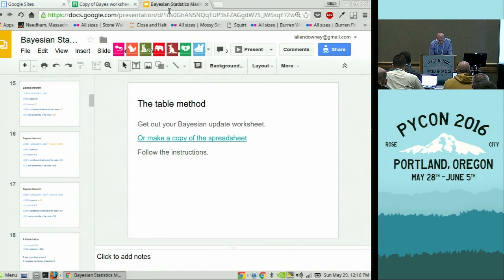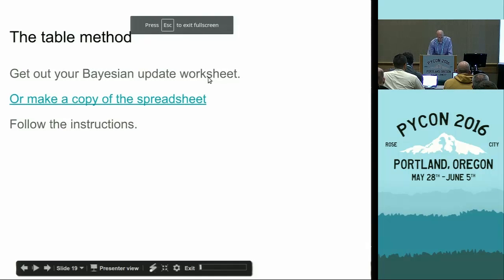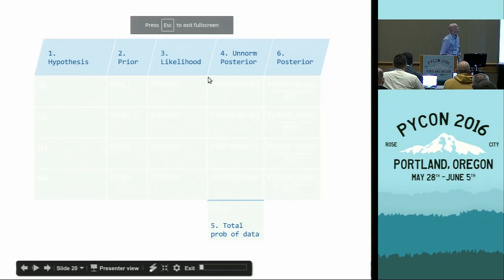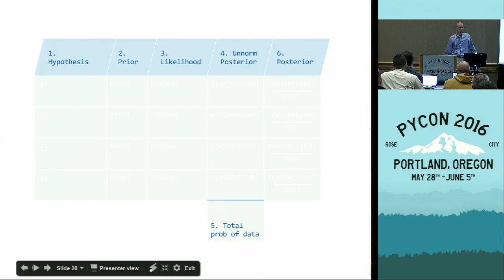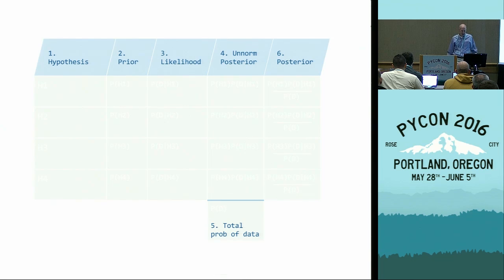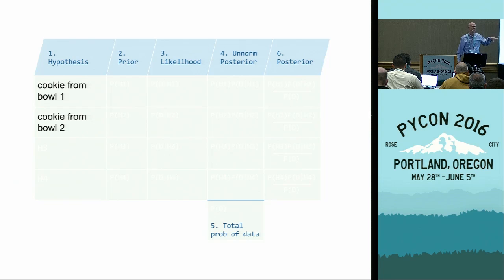So, this is the paper version of the same thing. I'm going to fill this in. You should fill in your version as we go along. As I said, the hypotheses that you fill in, that's just text. That's just for you to keep track of what's what. So put something into the first column just to remind you, bowl 1, bowl 2. In this case, we only have 2 hypotheses, so just leave the other rows empty.